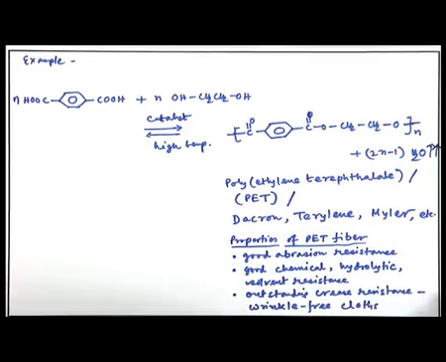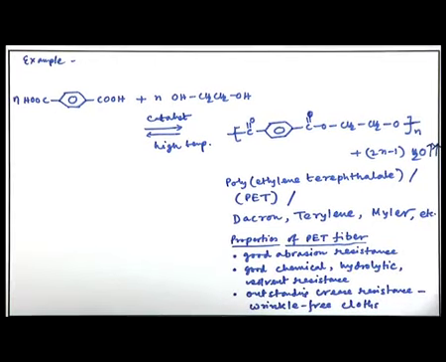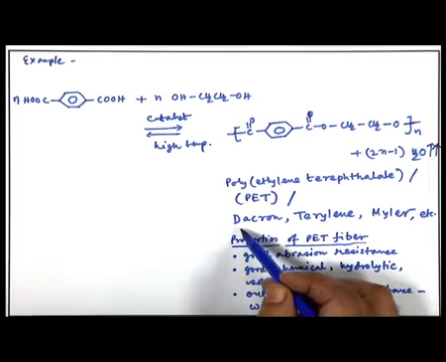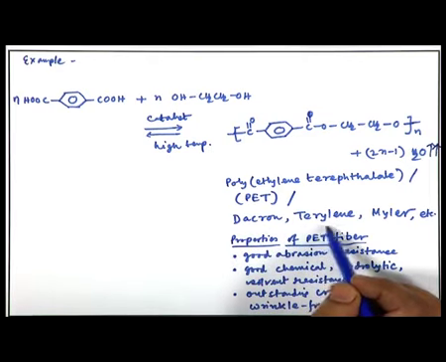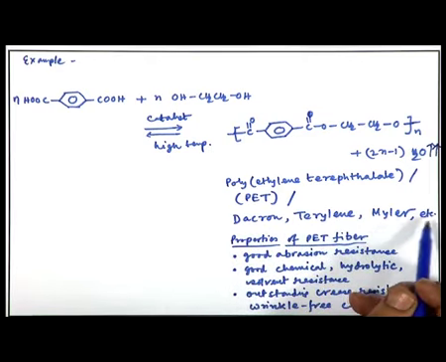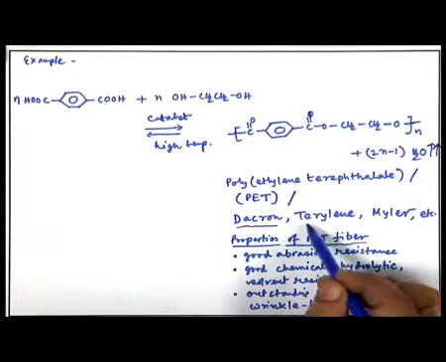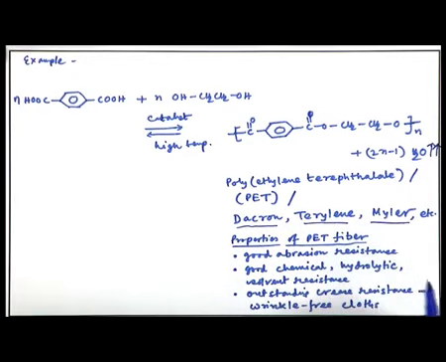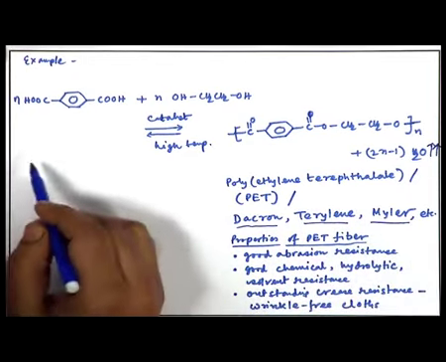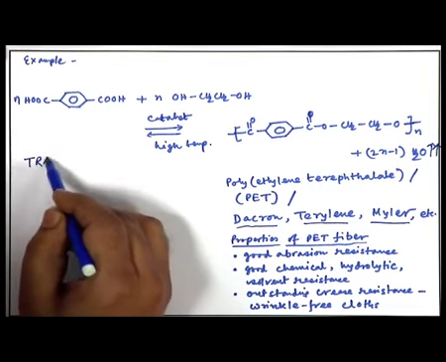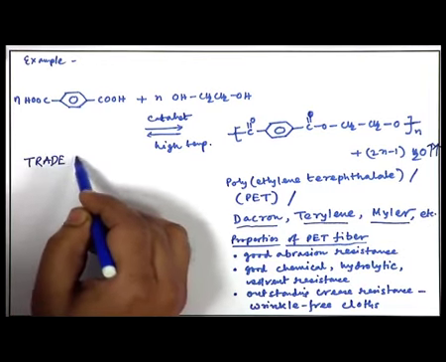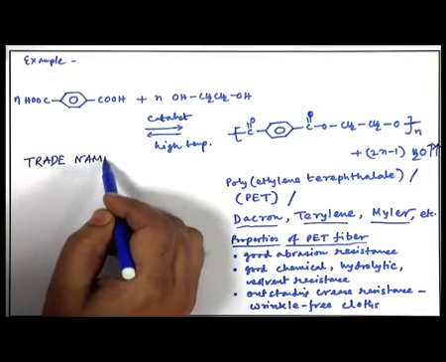Now, you will find in books or some texts that these are also named Dacron, Terylene, Mylar, etc. Now, these are not the scientific names. These terms Dacron, Terylene, Mylar, these are what are called trade names. Now, what are trade names?